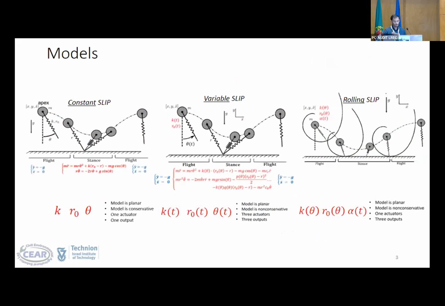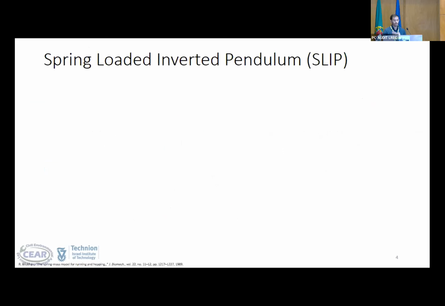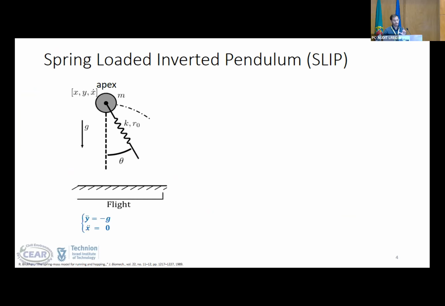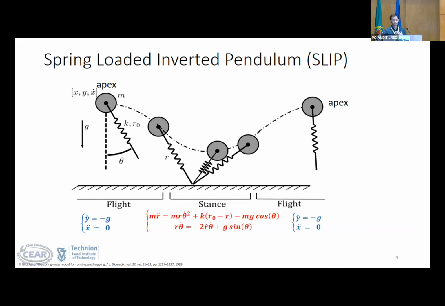So in order to take a step forward, let's take a quick step back and remind ourselves how a constant SLIP works. In the spring-loaded inverted pendulum model, our robots are represented as a point mass with a massless springy leg, with a set leg angle, a starting velocity, a set position, and a set leg length and stiffness. The robot then moves through flight, hits stance, compresses, and springs into apex.